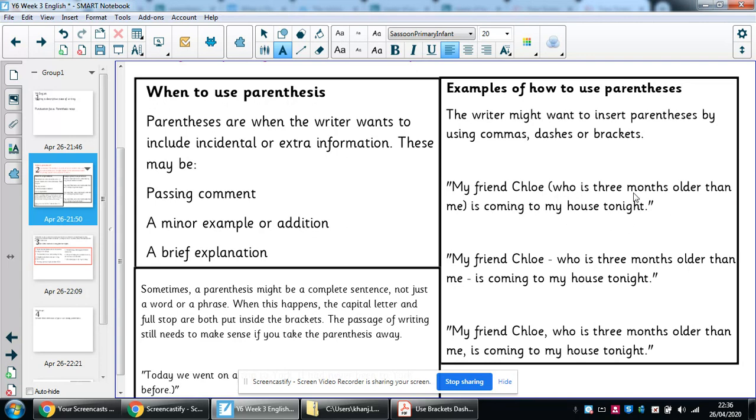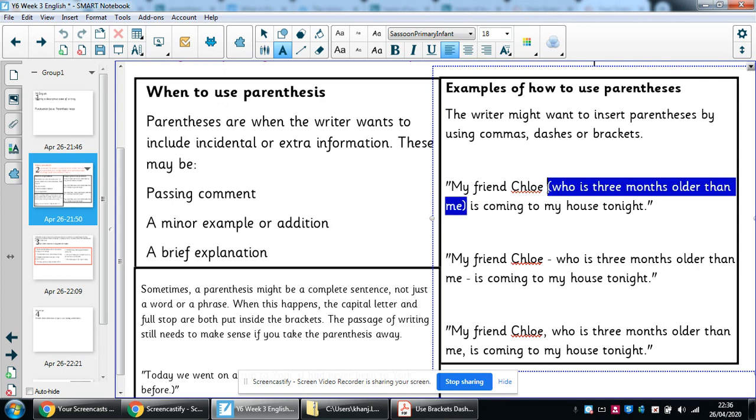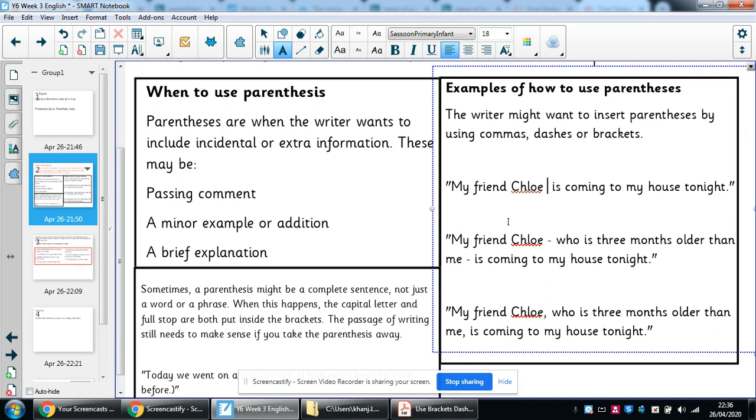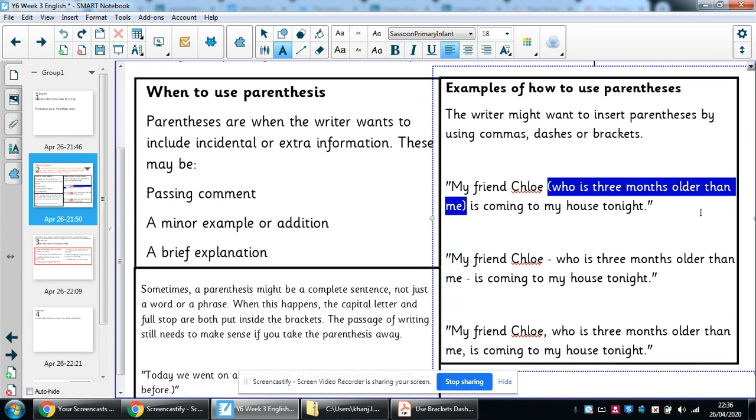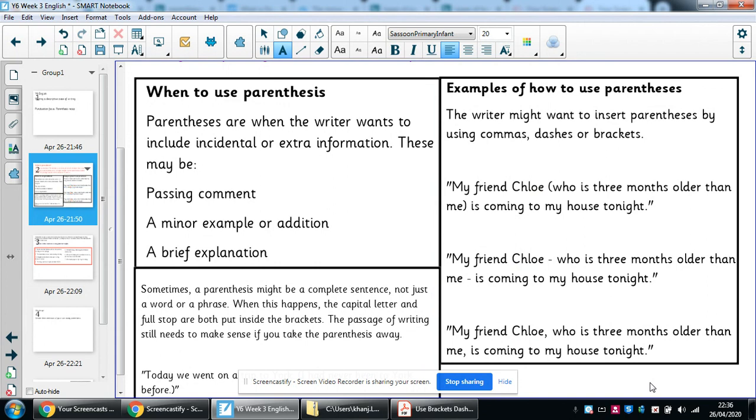So my friend Chloe, who is 3 months older than me, is coming to my house tonight. As you can see, the information "who is 3 months older than me" is within the brackets. If I were to take that off, the sentence still makes sense. My friend Chloe is coming to my house tonight. This is just extra information added in. Now we have the brackets in this sentence, dashes in this sentence, and commas used in this sentence. So it's one of the 3 you may use.